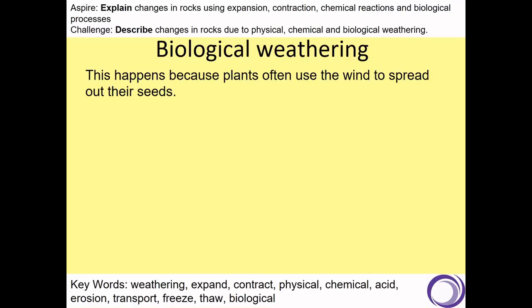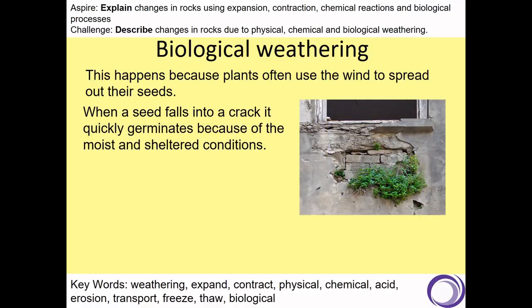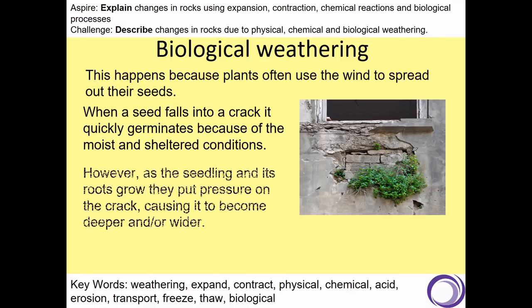So biological weathering. This happens because plants often use the wind to spread out their seeds. When a seed falls into a crack, it quickly germinates because of the moist shelter conditions, and you can see an example there of a plant apparently growing out of a wall. However, as the seedling and its roots grow, they put pressure on the crack and cause it to become deeper and or wider.